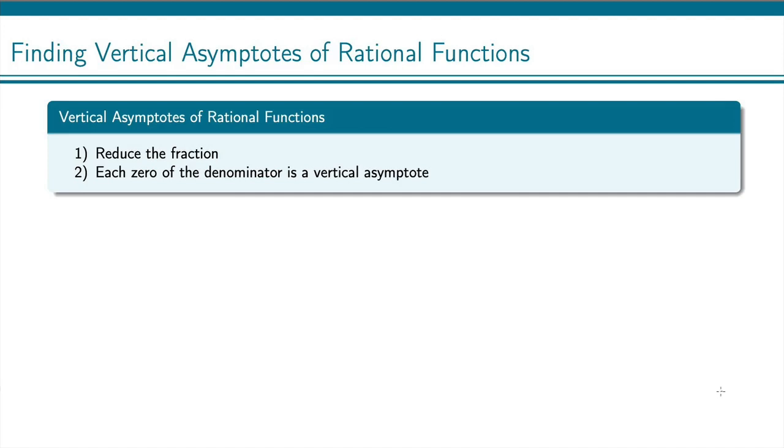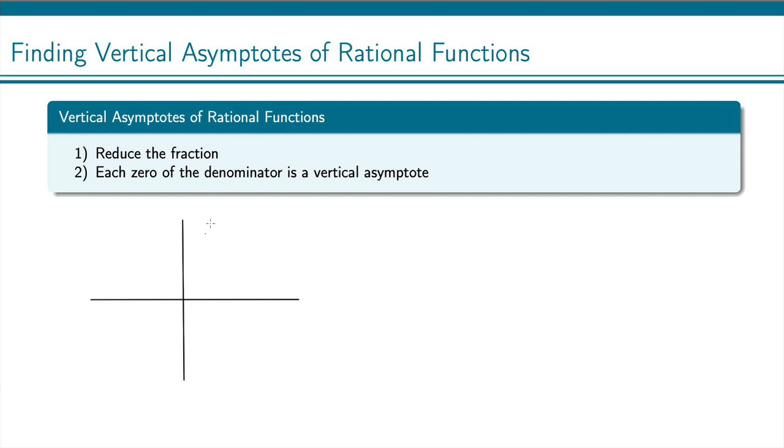Let's talk about finding vertical asymptotes of rational functions. It's a very simple process, but to understand why it works the way it does, we need to go back to the definition of a vertical asymptote. I'm not going to be very precise here, but recall that a vertical asymptote is where we kind of blow up to infinity somewhere.